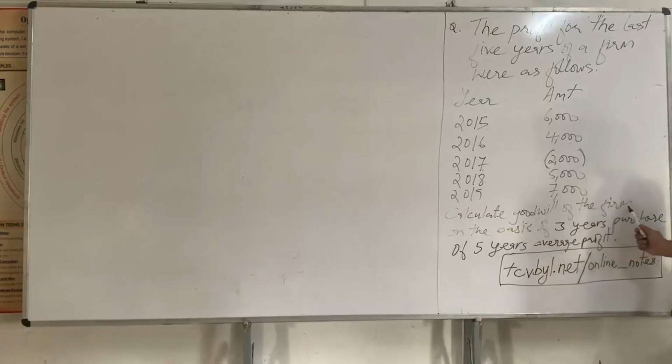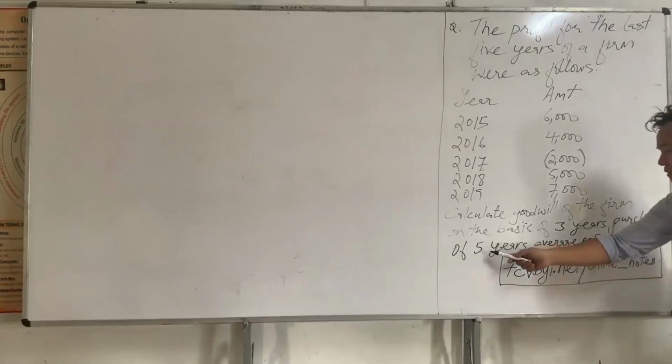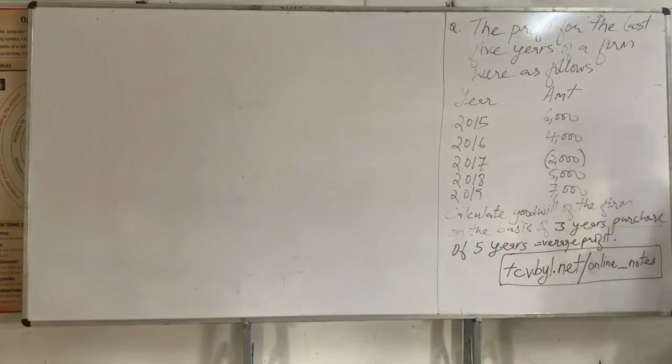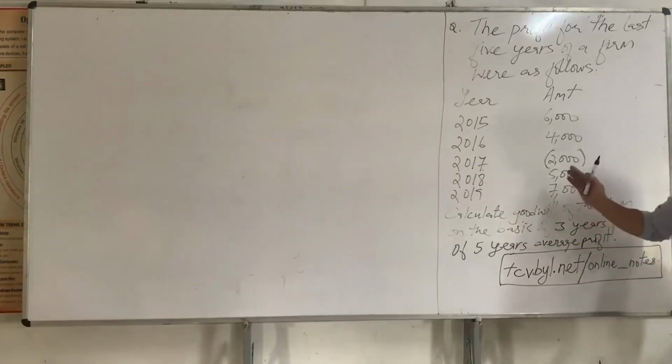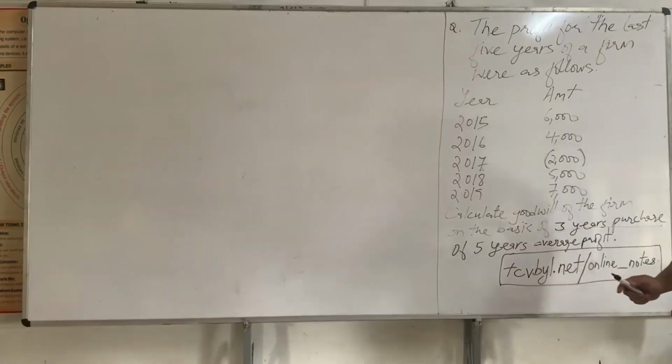Calculate goodwill of the firm on the basis of 3 years purchase of 5 years average profit. Now here we have to calculate goodwill of the firm.